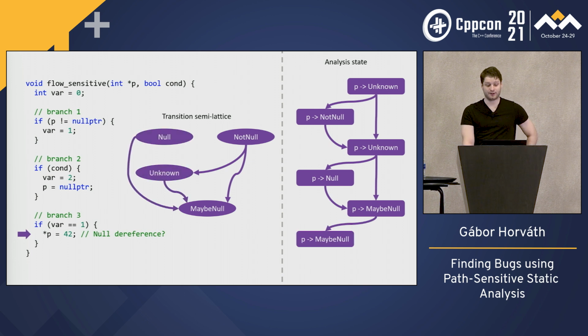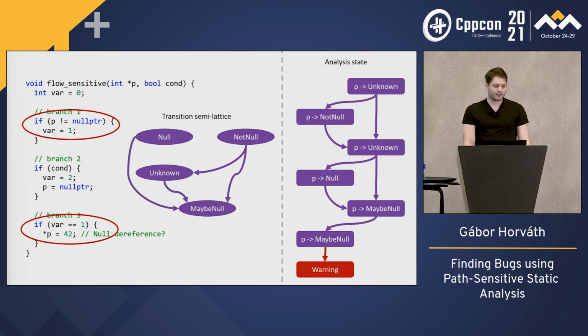And when we take the final branch, we will see that the value of p is maybe null, and we are dereferencing this pointer, so we will emit a warning. The problem with this approach is, if we look at the code more closely, the variable var is only set to 1 when the value of p was not null, and we only take this branch when the value of this variable is 1. So basically, this error can never happen at runtime. We gave a false warning.